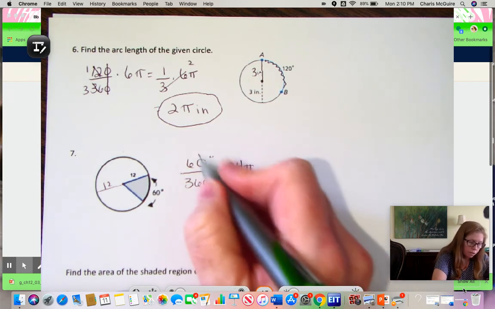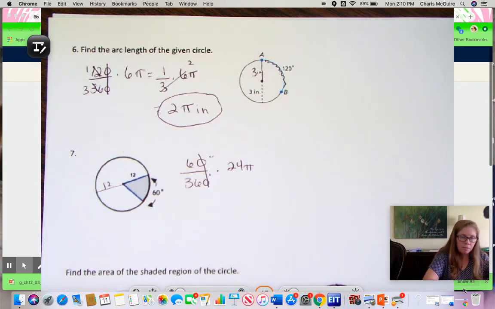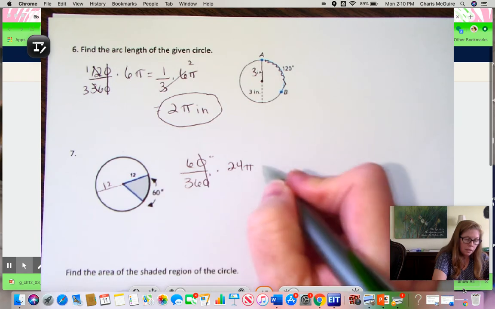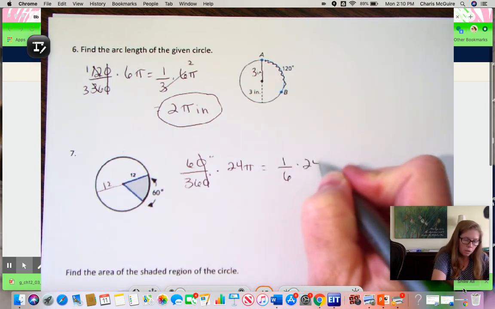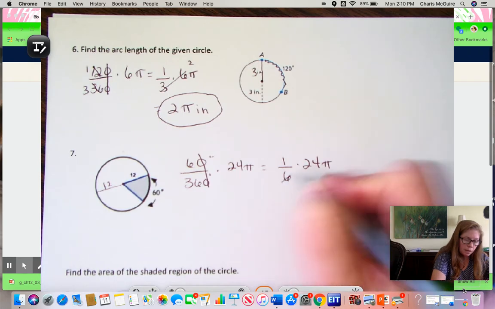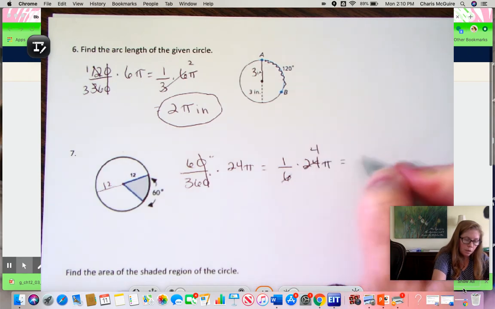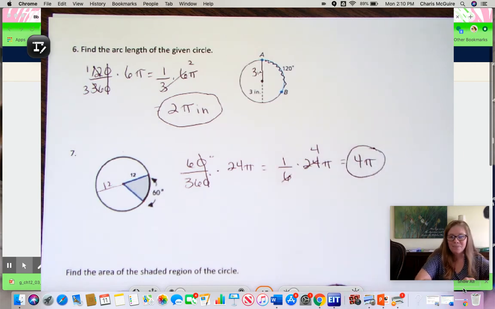Let's knock off the zeros. And 6 over 36 is really 1/6 when we reduce that, times the 24 pi. 6 goes into 24 4 times. So we've got 4 pi, and they didn't give us units. Okay, so hopefully you're feeling confident. You are going to see quite a few of these in your homework, so you'll get to practice.